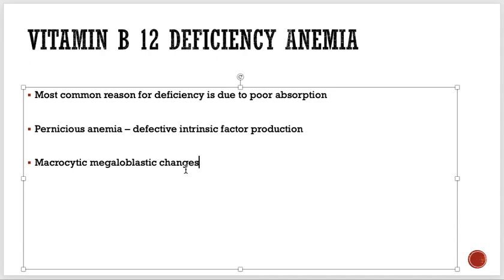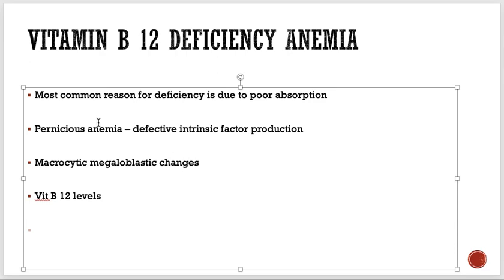Now, what makes sense in this case is, if you found that someone has increased MCV or macrocytosis, then what is the test we must do? We are going to write for or do vitamin B12 levels, okay? And of course, when they come back reduced, we make the diagnosis of vitamin B12 deficiency anemia.